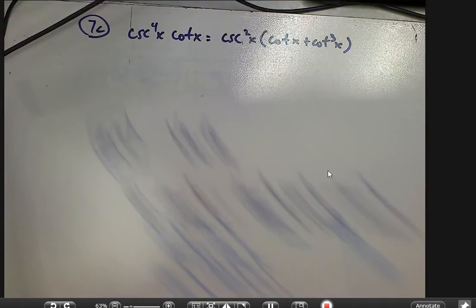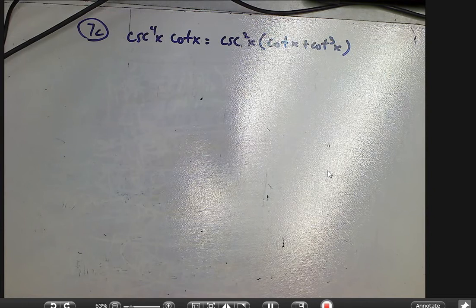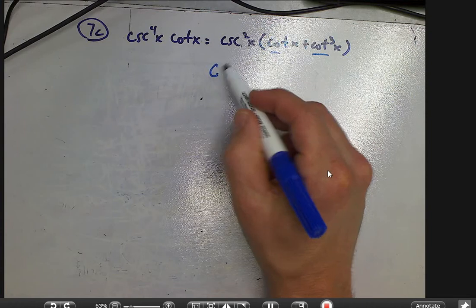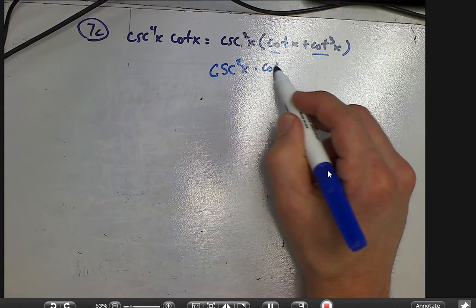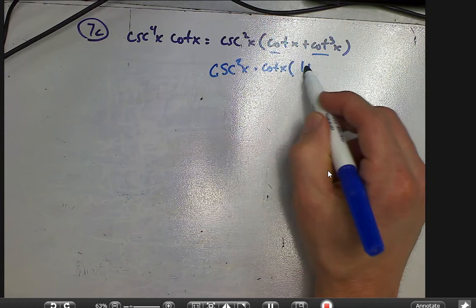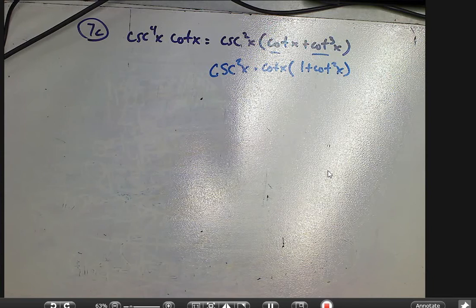Example 7c. On example 7c, we're going to mess with the right side. What I notice about this is I'm going to actually factor out a cotangent from this, and so it's going to be cosecant squared x times cotangent of x times 1 plus cotangent squared of x. Factored out a cotangent of x from the right side.